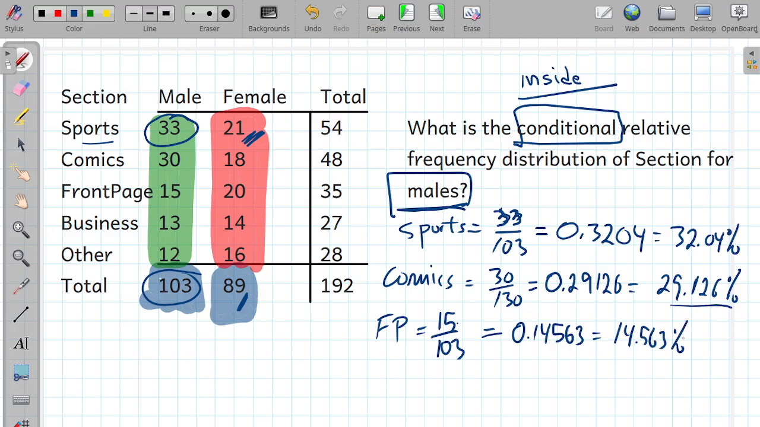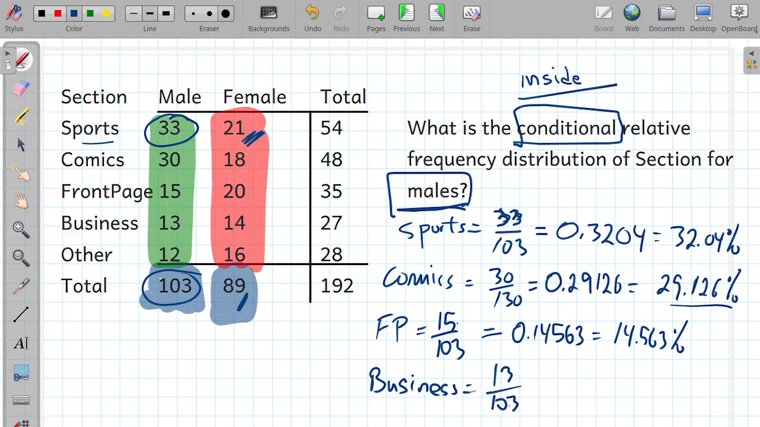Or 14.563%. I am kind of beating this up because I know the usual lie of the land for the statistics labs. The first statistics lab usually has a fair bit of work on it regarding contingency tables. So that's why we're kind of concentrating on this. Business now is 13 out of 103.